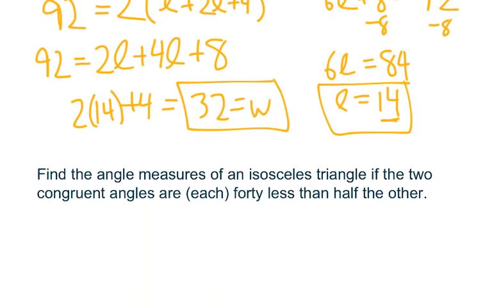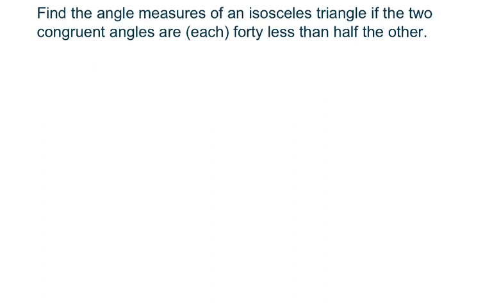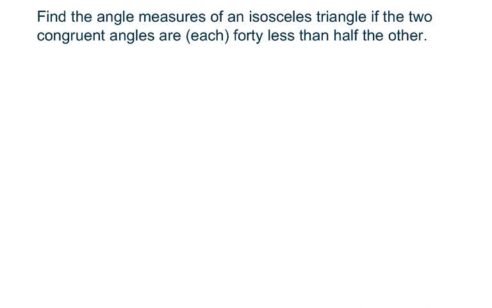Okay, last one. Let's end with a good one. Find the angle measures of an isosceles triangle if the two congruent angles are each 40 less than half the other. Holy smokes, got real.